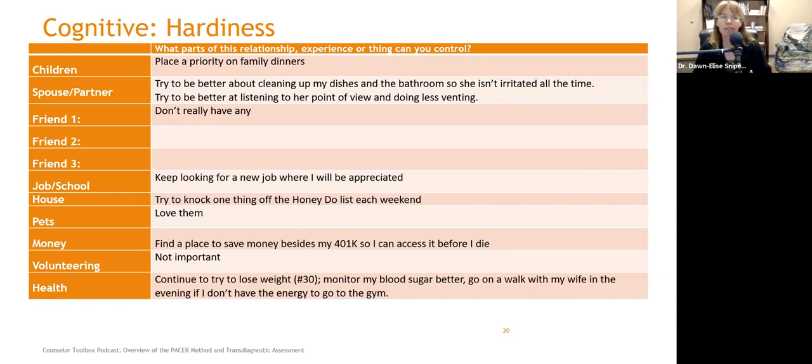So it sounds like the spouse is getting a little bit frustrated with his persistent venting about things over which he has no control. I'm probably not going to point that out at this point, but that was one of those things that I'll note. Friends: none, don't really have any friends. Okay.